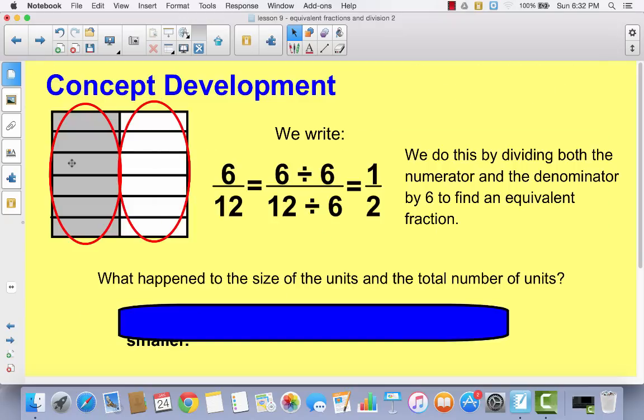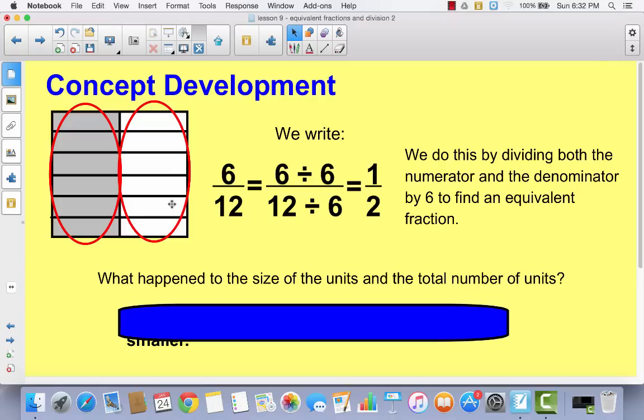Now what I want you to do is take your pencil and circle each half. So normally we start out with halves and we draw lines to decompose it into 12ths, but this time we're taking the 12ths and putting them all together to make halves. So we have this half is shaded and this half is not shaded.